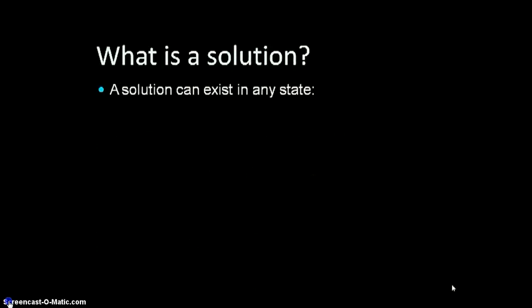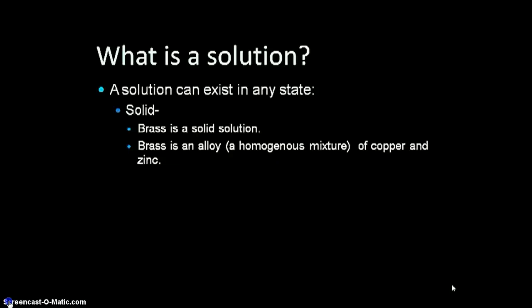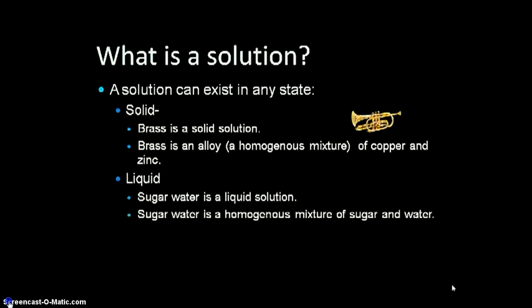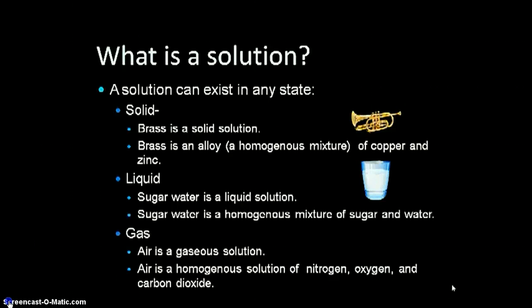So what is a solution? First of all, a solution can exist in any state, solid, liquid, or gas. Brass is an example of a solid solution. It's an alloy, or a homogeneous mixture of copper and zinc. The trumpet may be made of brass. Sugar water is an example of a liquid solution, and it's a homogeneous mixture of sugar and water. And air is an example of a gaseous solution, or a gas solution, and it's a homogeneous solution of nitrogen, oxygen, and carbon dioxide. You can't separate those. When you breathe in the air, you breathe in all of them together.